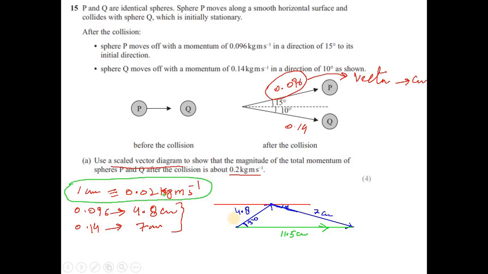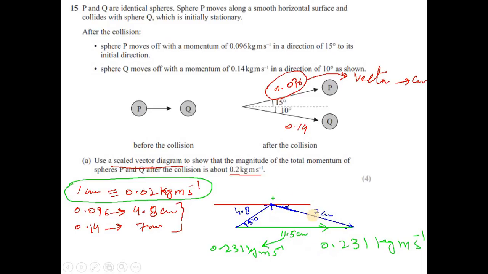If you use this scale, you convert 11.5 centimeter into the momentum value, so you will get the answer for that around 0.231 kg m s^-1, and you can round it off. You can say that the resultant momentum is 0.231 kg m s^-1. That's how you can find the resultant momentum after collision using a scale vector diagram.